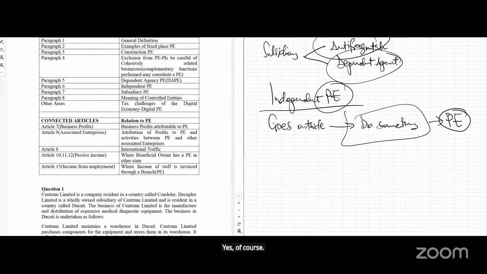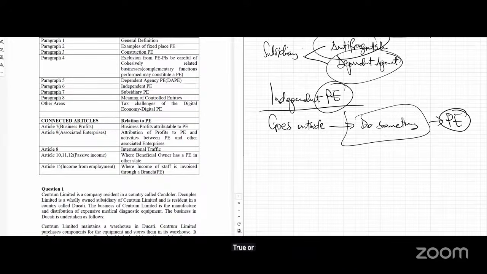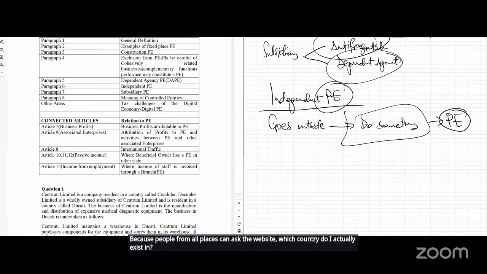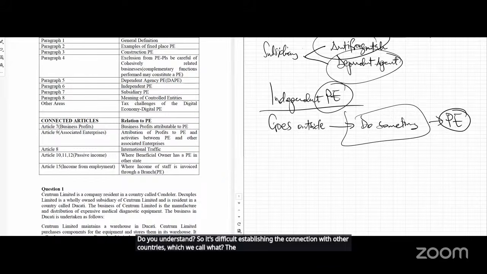So you see, why the digital economy poses a threat is that now everything is online, right? It's difficult to even see whether the person is trading in your country in the first place. If I have a website online, people from all other countries can access the website. True or false? Because people from all places can access the website, which country do I actually exist in? You can't tell. So it's difficult establishing the connection with other countries, which we call what? The nexus. Do you understand?